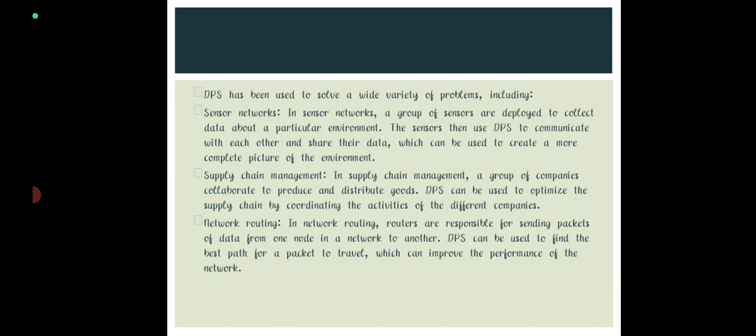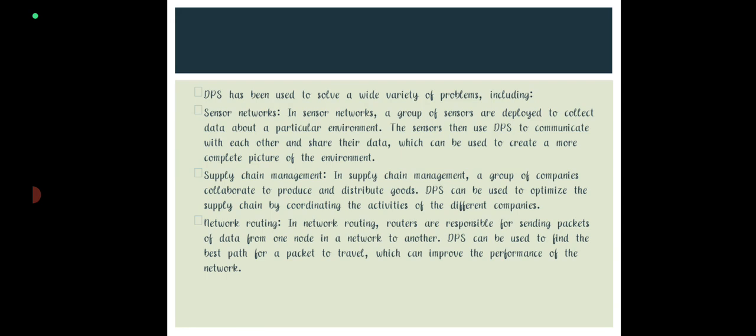DPS has been used to solve a wide variety of problems, including sensor networks, supply chain management, and network routing. In a sensor network, a group of sensors are deployed to collect data about a particular environment. The sensors then use distributed problem solving to communicate with each other and share their data, which can be used to create a more complete picture of the environment.